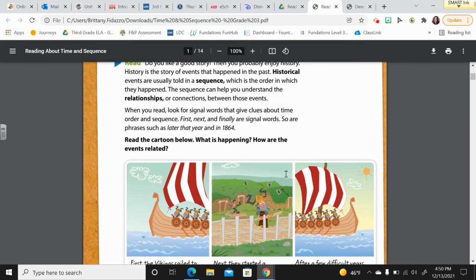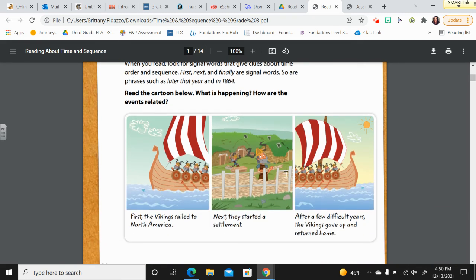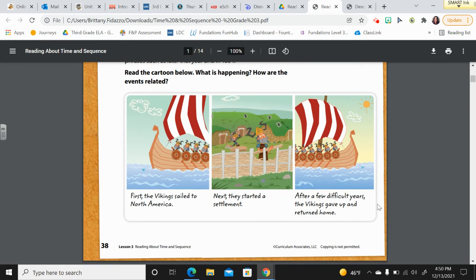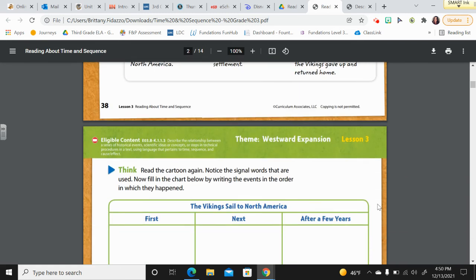Read the cartoon below. What's happening? How are the events related? In the first picture, it says, first, the Vikings sailed to North America. Next, they started a settlement. After a few difficult years, the Vikings gave up and returned home. Now go ahead and flip the page.